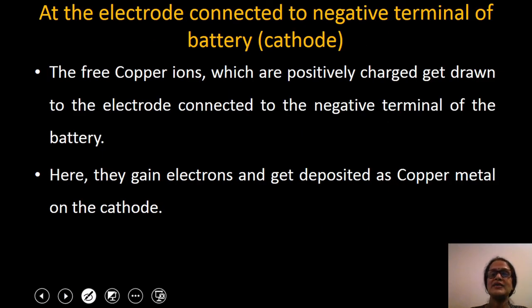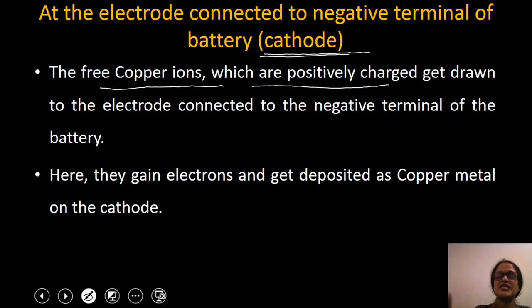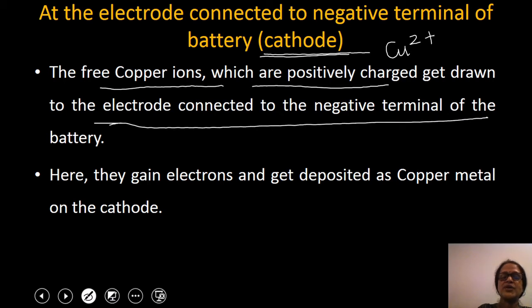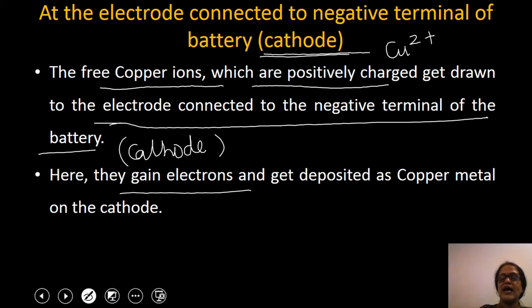What will happen at the electrode which is connected to negative terminal of the battery? The electrode which is connected to negative terminal of the battery is called cathode. So at cathode, the free copper ions, which are positively charged, the formula is Cu2+, move towards the electrode which is connected to negative terminal of the battery. So we can write here the positive copper ions move towards cathode. Here they gain electrons and they get deposited as copper metal.